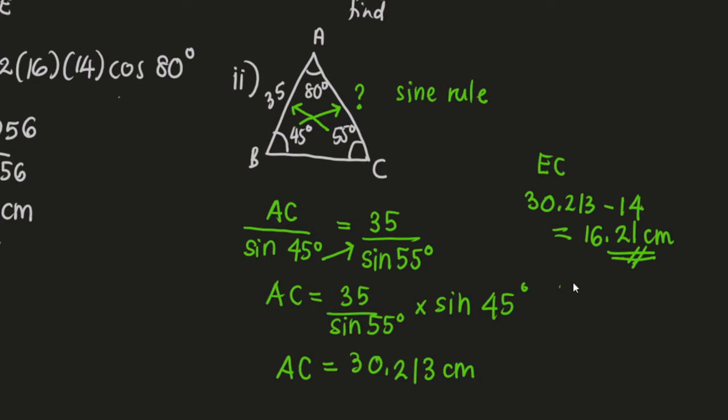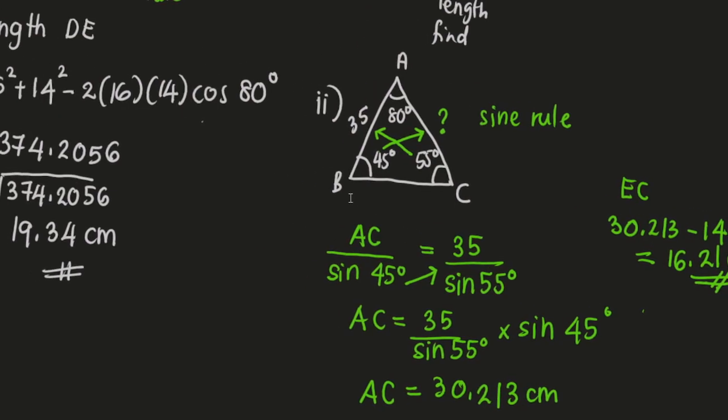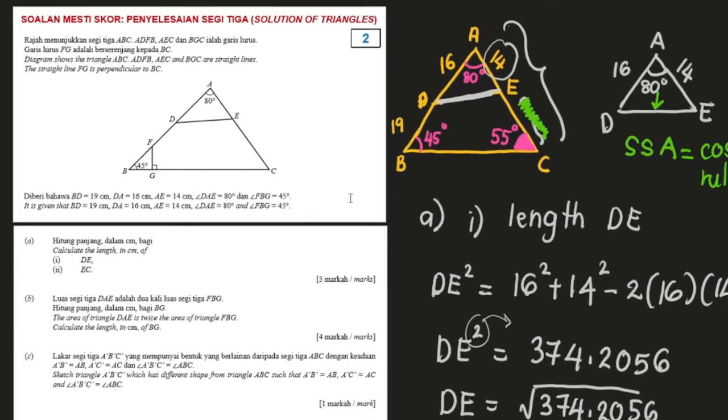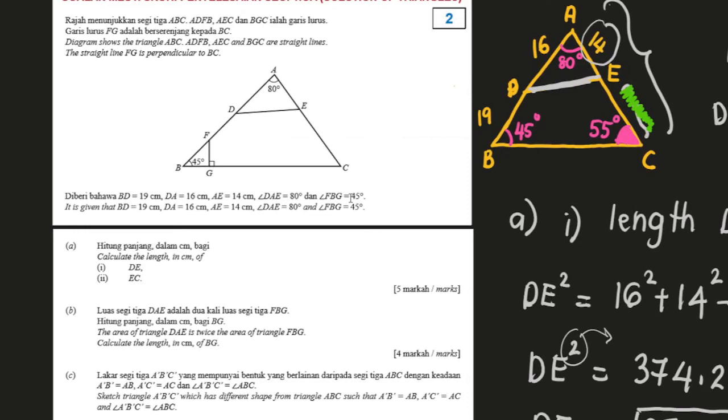So now, digest. We have actually used both the formulas, cosine formula and sine formula, for one question, and this is a 5 marks question. Okay, 5 marks question done. All right, so A is done. Let's focus on the next one, B.